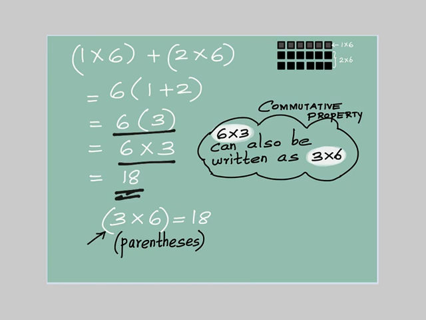Okay, so 6 times 3 can also be written as 3 times 6. So that is the commutative property of multiplication.